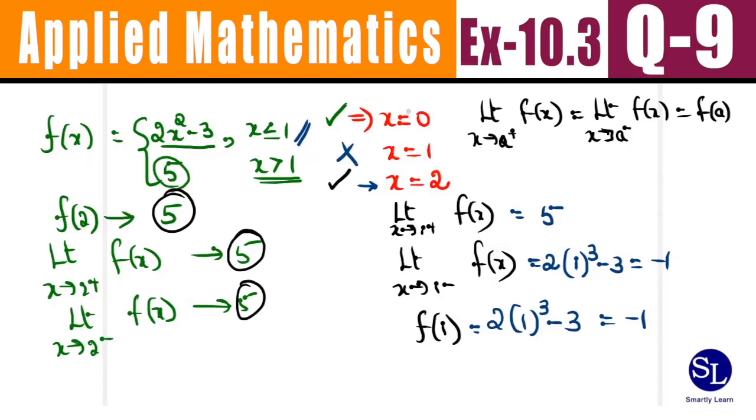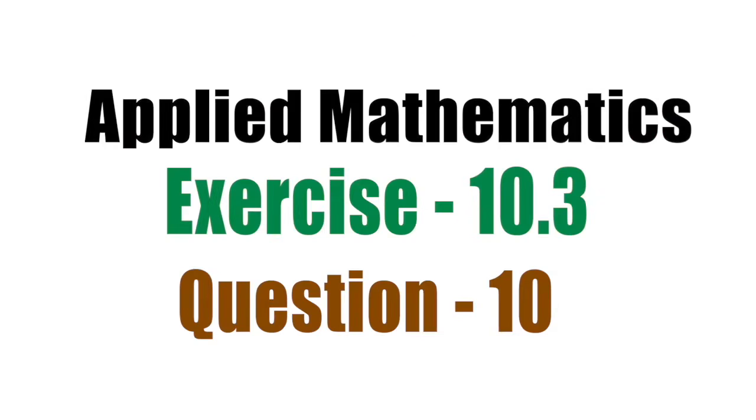So please close the answer as: function is continuous at points x is equal to 0 and x is equal to 2, and not continuous at x is equal to 1. In the next video, we will see how to solve the 10th question in this exercise.